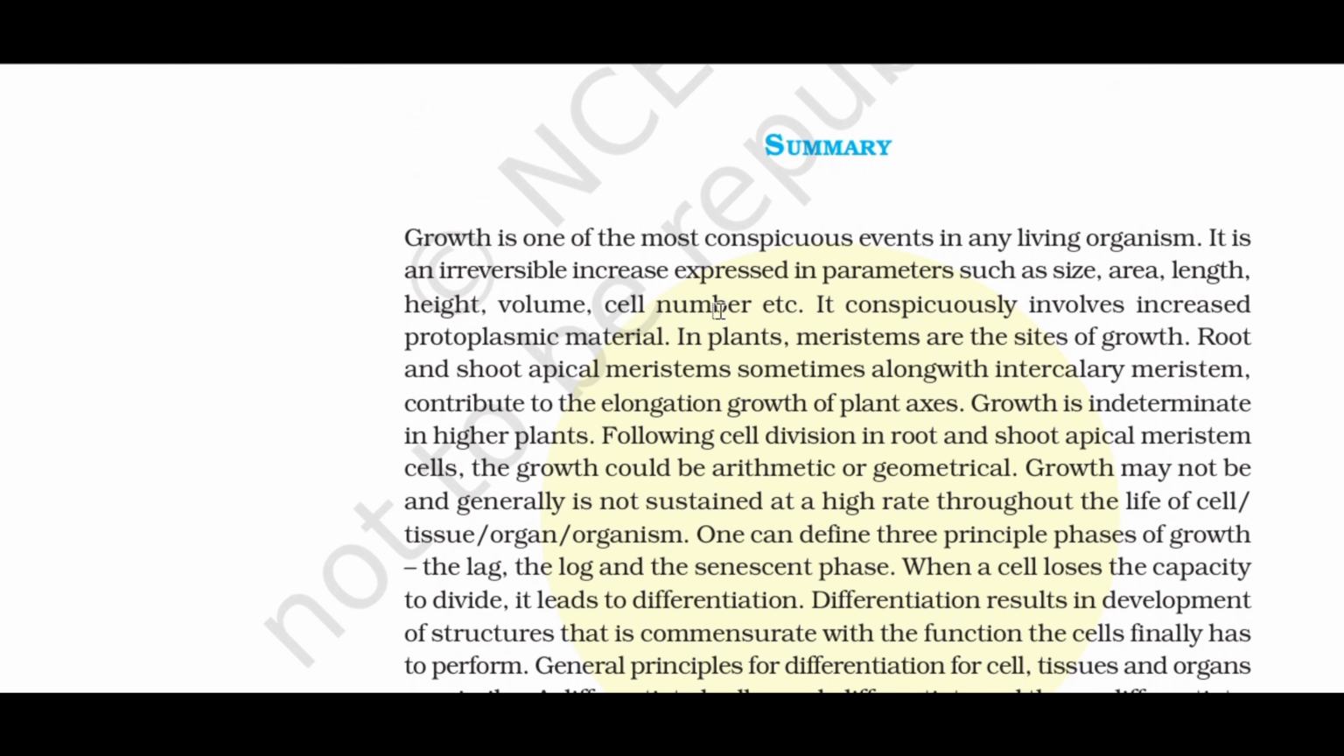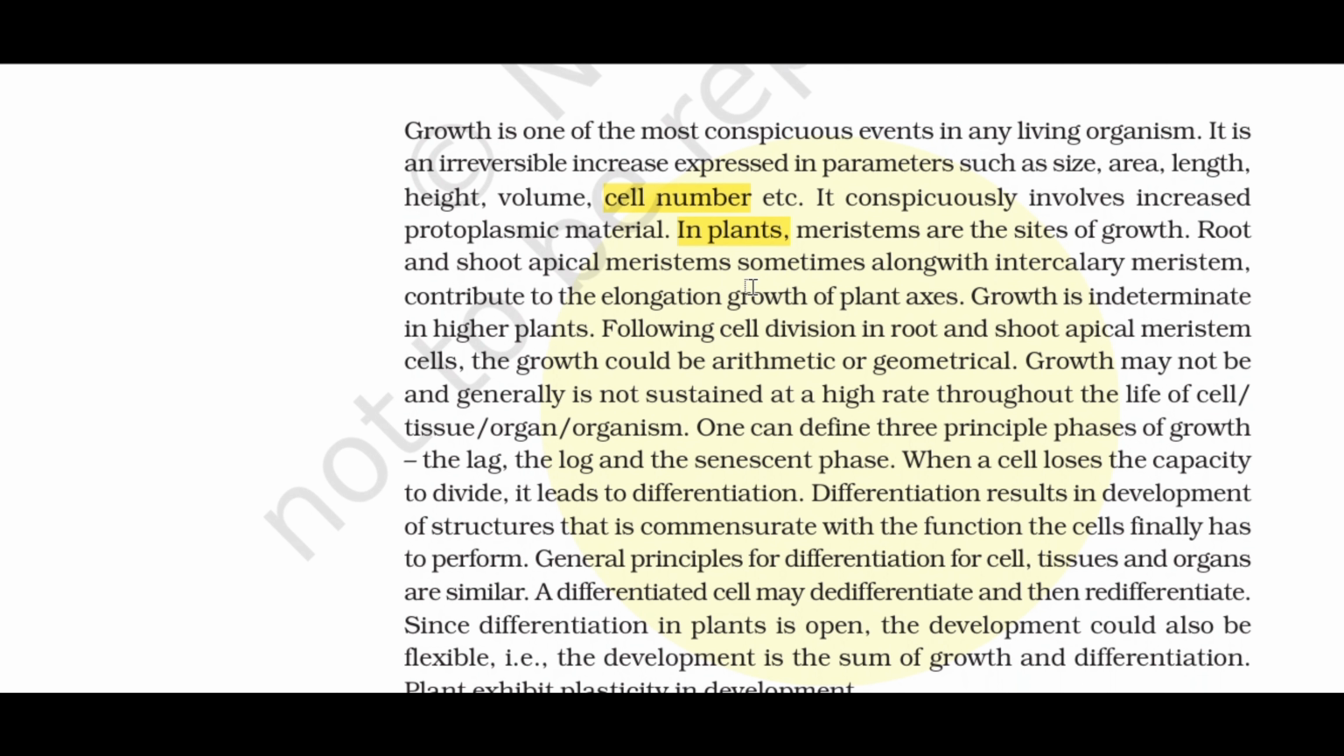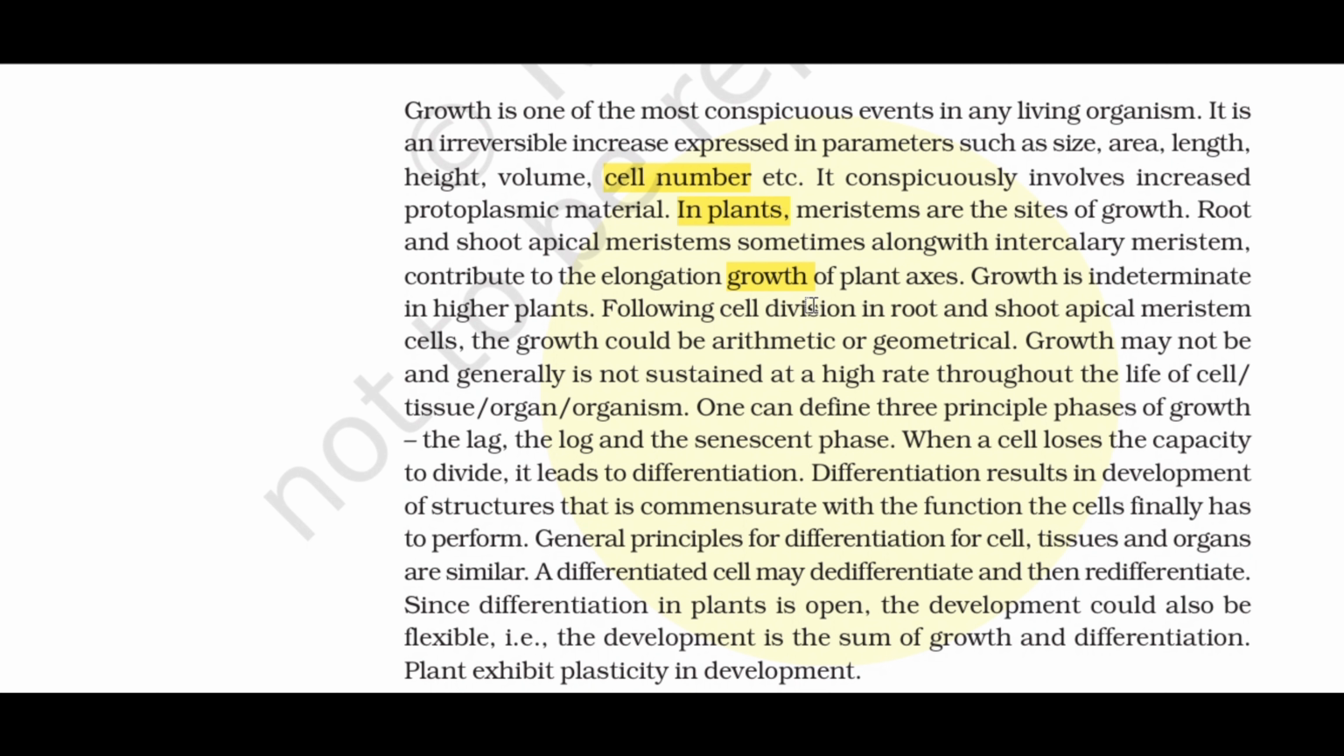Summary. Growth is one of the most conspicuous events in any living organism. It is an irreversible increase expressed in parameters such as size, area, length, height, volume, cell number, etc. It conspicuously involves increased protoplasmic material. In plants, meristems are the sites of growth. Root and shoot apical meristems, sometimes along with intercalary meristem, contribute to the elongation growth of the plant axis. Growth is indeterminate in higher plants.